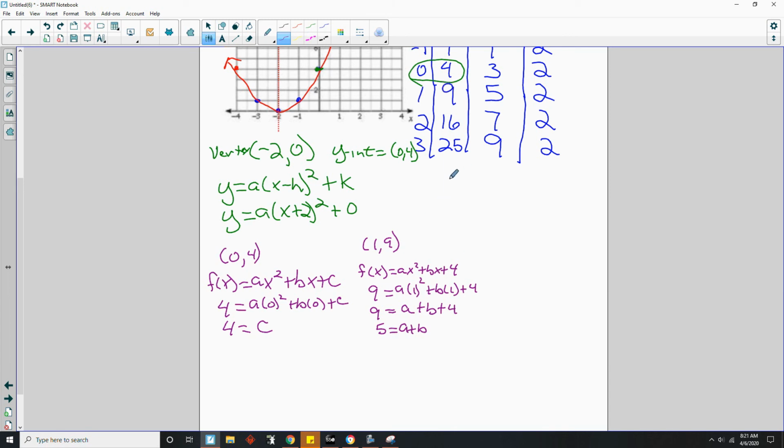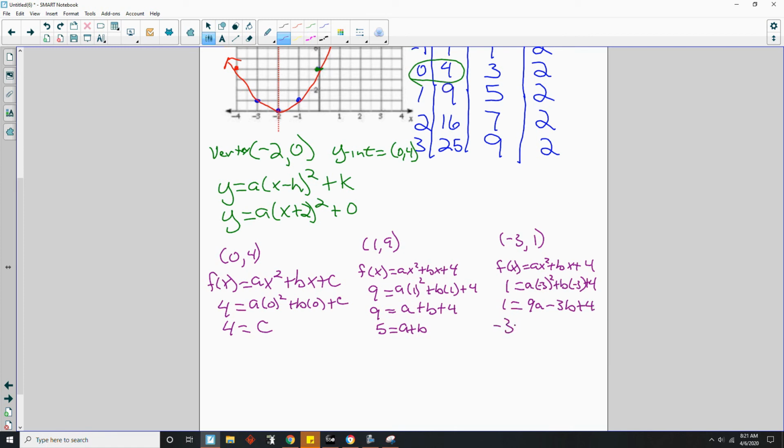But they also gave us the point -3, 1. So if I use that point now, in f of x equals ax squared plus bx plus c, and my c is 4, remember, and my y is 1, and my x is -3 this time, then I get this. And then when I simplify, -3 squared is 9a minus 3b plus 4.